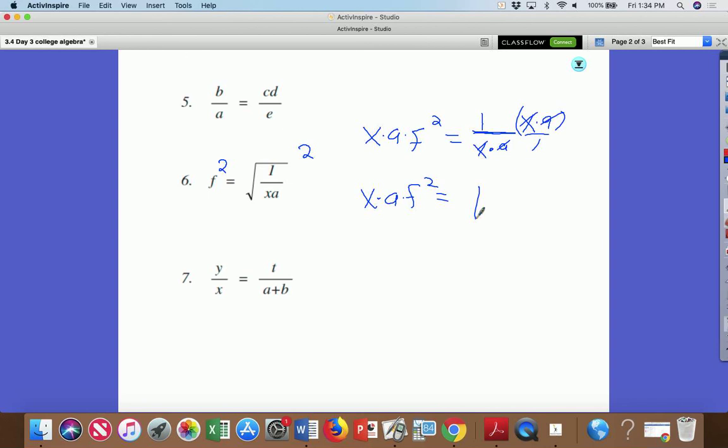Now, you might not like this in this form, so I'm going to use the commutative property to switch the x and the a around. Maybe now you can tell me what to do to solve for a.